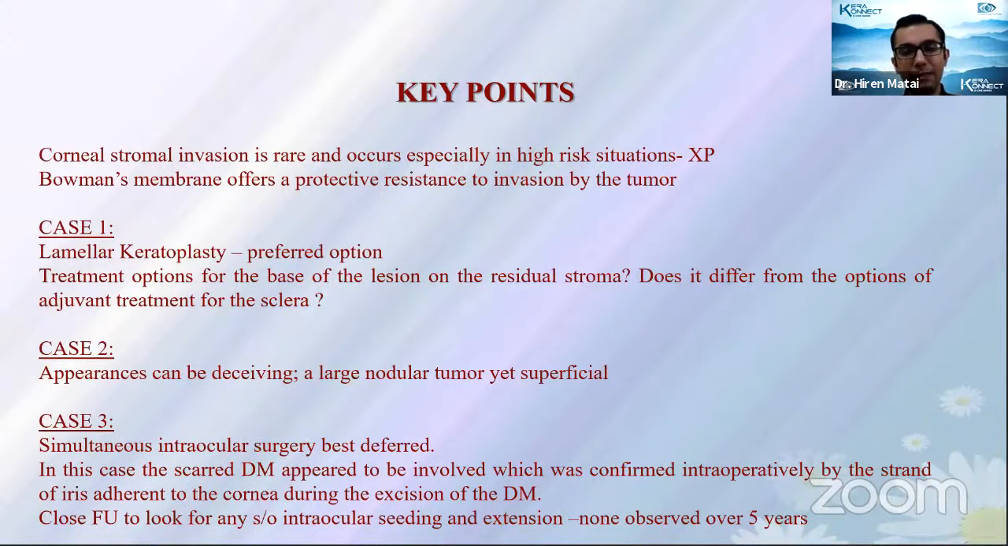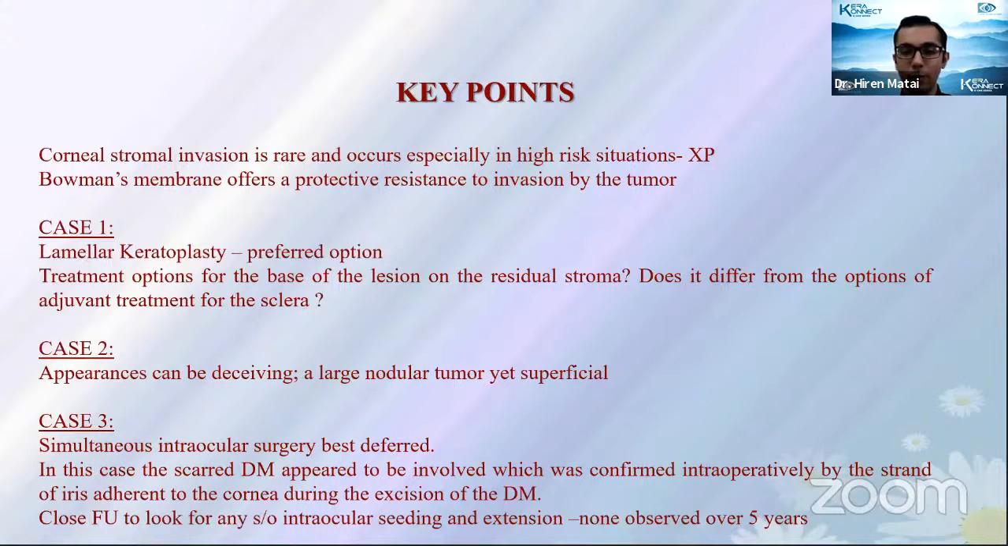So the key points from these cases are: corneal stromal involvement is rare, but it occurs especially in advanced situations, as seen in the above cases of XP. Bowman's membrane, as we all know, offers a protective resistance to invasion by the tumor. From case 1, it can be said that lamellar keratoplasty can be preferred because PK carries the risk of intraocular seeding of the tumor. One point of discussion here can be the treatment options for the base of the lesion on the residual corneal stroma and whether it differs from the options of adjuvant treatment for the sclera.